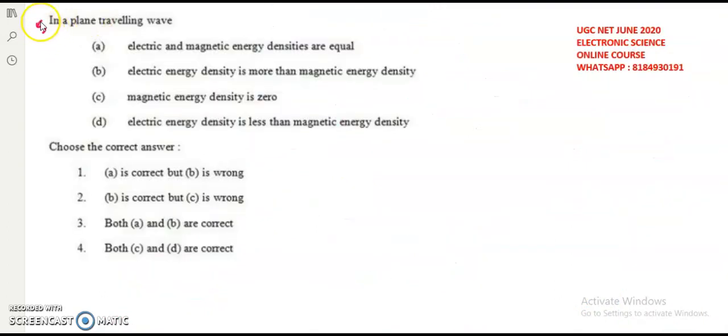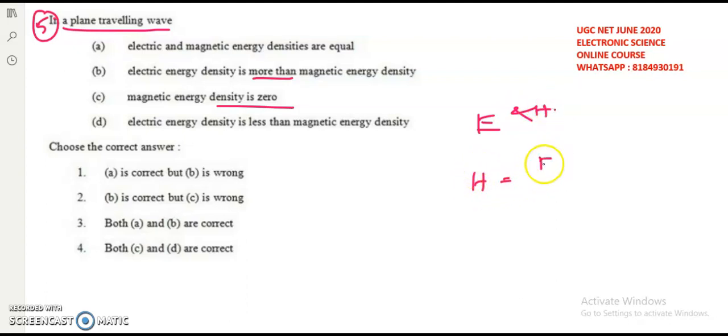And now coming to the next question: in a plane traveling wave, are the electric and magnetic energy densities equal, or is the electric energy density more than the magnetic energy density, or is the magnetic energy density 0, or is the electric energy density less than the magnetic energy density? So if you observe the electromagnetic wave, the relation between the electric field intensity and the magnetic field intensity can be given as H is equal to E divided by the intrinsic impedance.